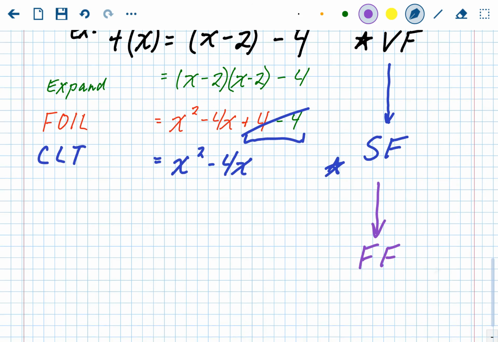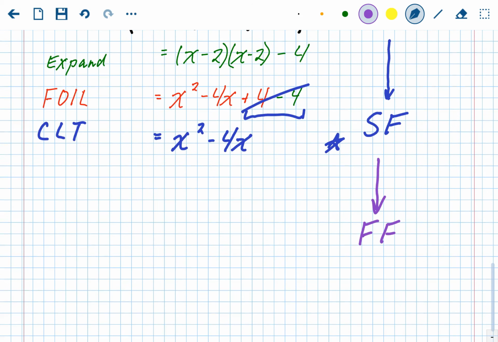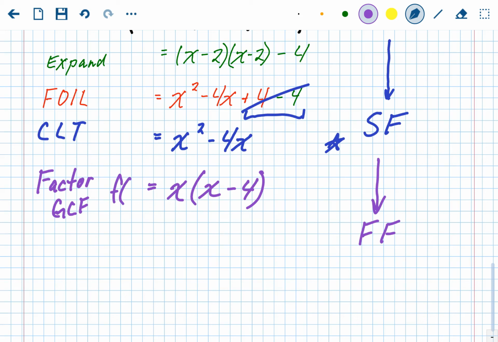All right, well, how do we factor this? It's not a trinomial, so we can't really use our trinomial techniques. There's only 2 terms, but it's not a difference of squares, because 4x isn't a perfect square. So we're just going to have to factor GCF. Both terms, x squared and 4x, have a common factor of x, which is going to leave behind x minus 4. That is fully factored, so that is your factored form.